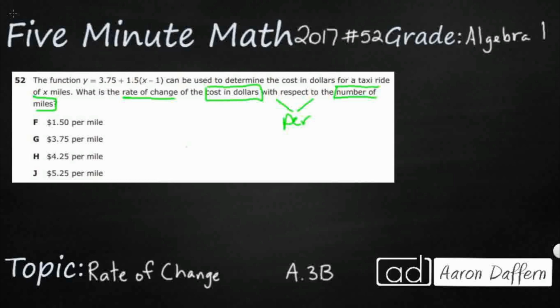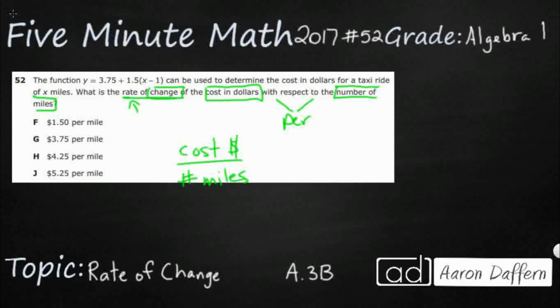So we're going to say cost in dollars, and then number of miles. And so we know that's going to be a ratio because we've got two clues. First, we've got this with respect to, but also it's the rate of change. That rate kind of gives us a clue that we're also going to be looking at a ratio or a rate.